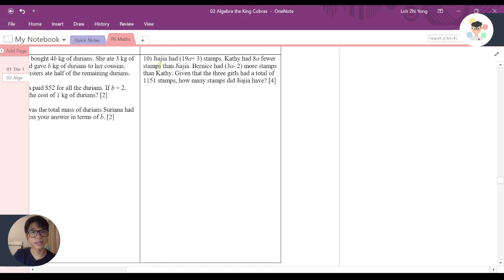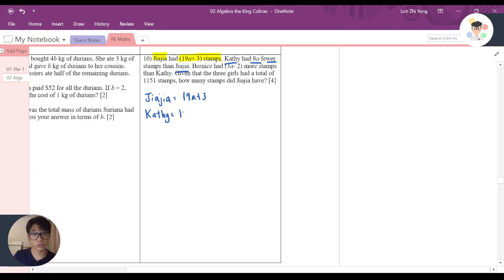So now here says that Jaja had 19A plus 3 stems. Let me just write down first. I have Jaja and I have 19A plus 3 stems. And now here it continues and says that Kathy had 8A fewer stems than Jaja. Okay, so let me just write here. I have Kathy. I have 8A fewer than this.